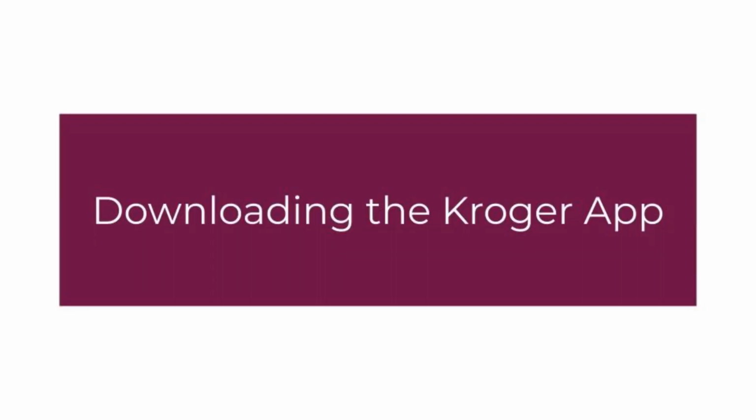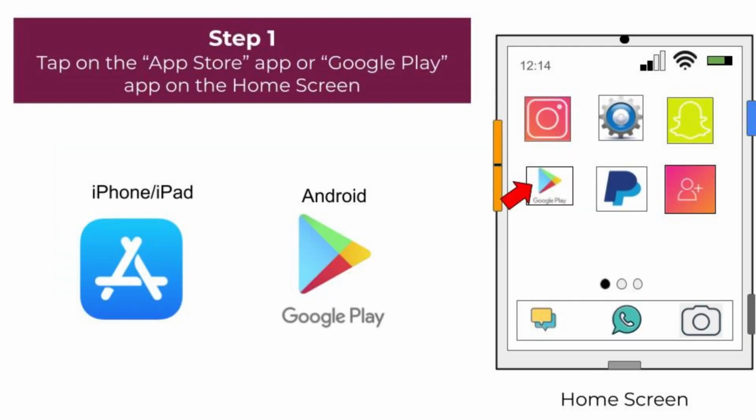Now, I will provide some step-by-step instructions. First, let's take a look at how to download the Kroger app. Starting on the home screen, we first need to tap on an app that allows us to download other apps. This app is called the App Store on iPhones and iPads. On Android phones, such as Samsung and Google Pixel, this app is called Google Play.